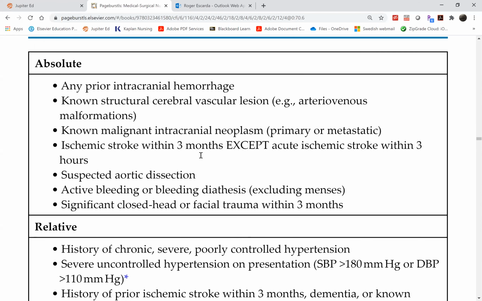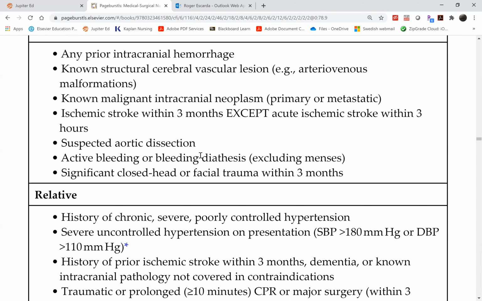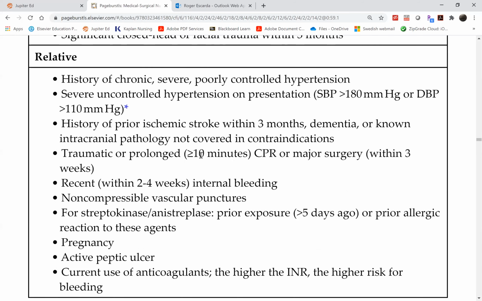Did we test this in stroke? No, I don't believe so.